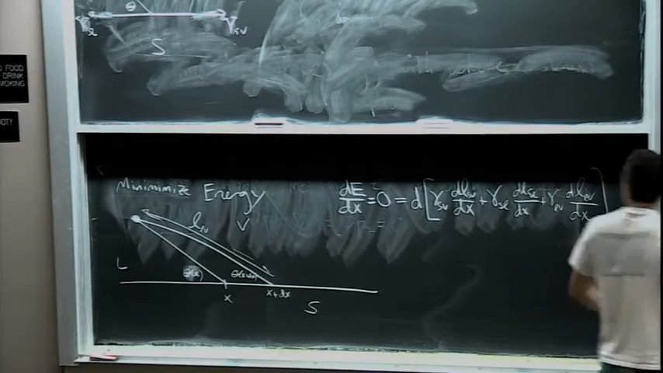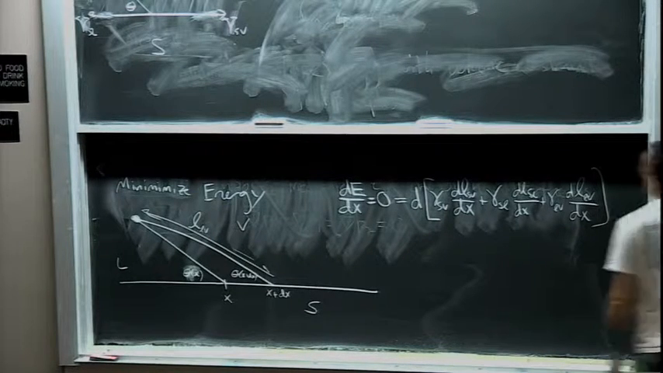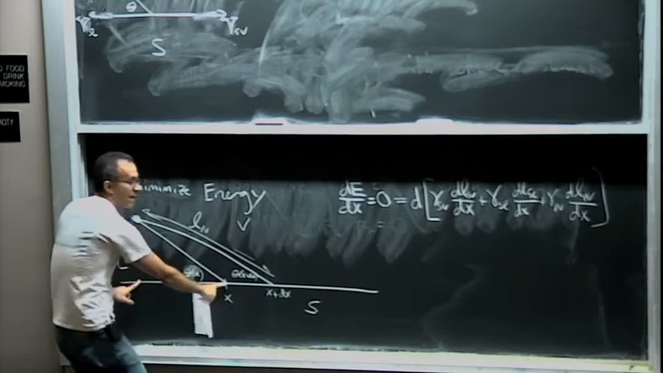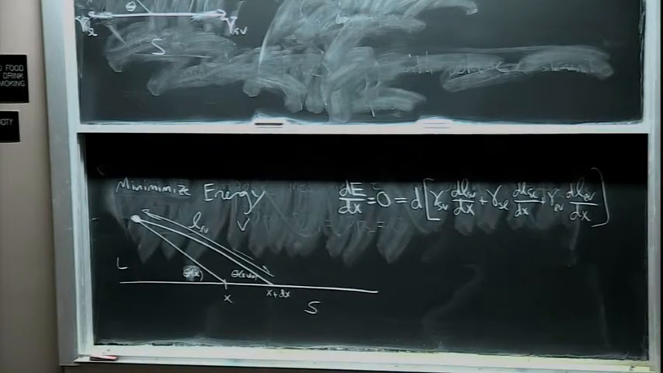OK, so let's evaluate these derivatives. dL_SL/dx. What's dL_SL/dx? L_SL is this length. What's the derivative of that with respect to x? It's actually 1, right? Because it's dx/dx, so it's just 1. Then dL_SV/dx is what? It's -1. OK?